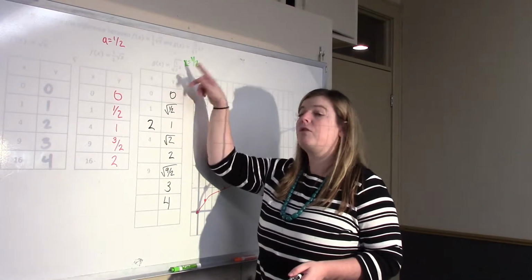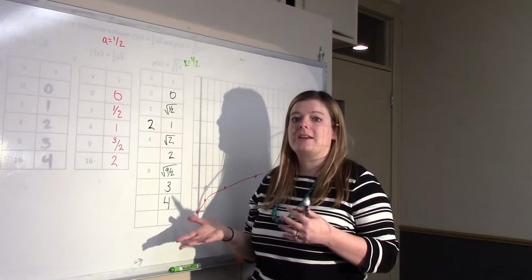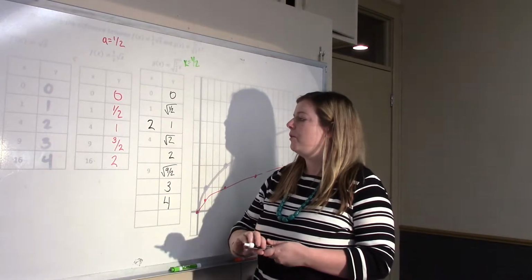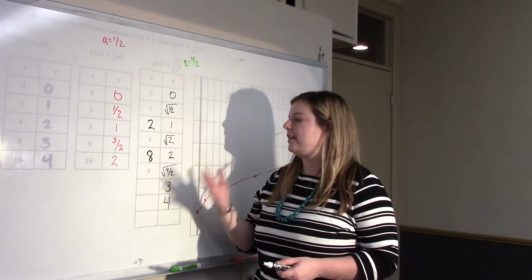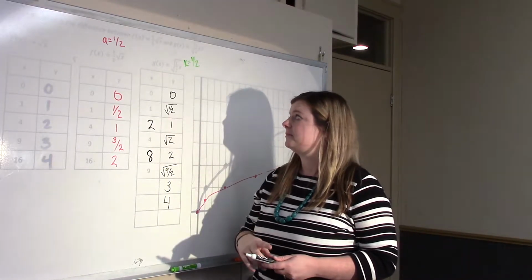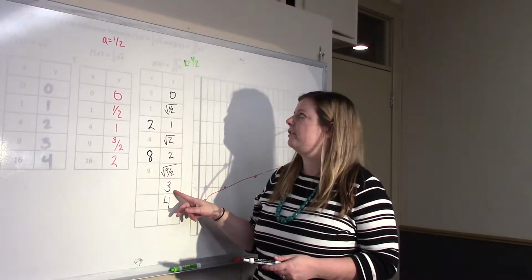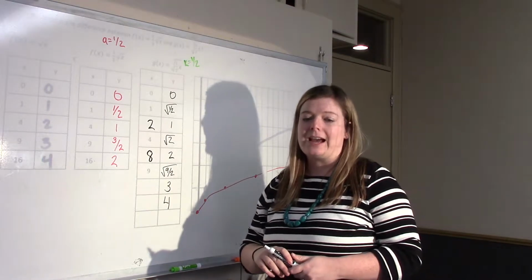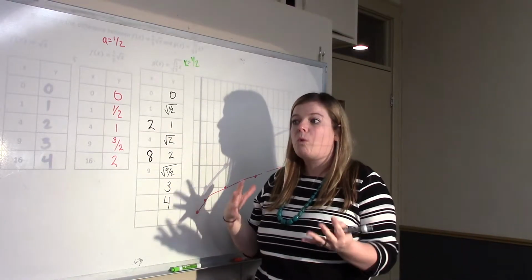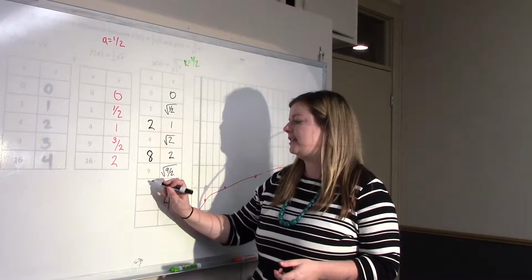Okay, so I want a 4 under the square root, so that when I square root it, I get 2. Well, this needs to be an 8 then, because half of 8 is 4, and the square root of 4 is 2. Okay, now I want the result 3. So to get the result 3, I need to take the square root of 9. So half of what equals 9? Half of 18 equals 9.